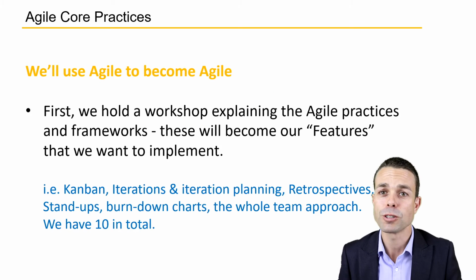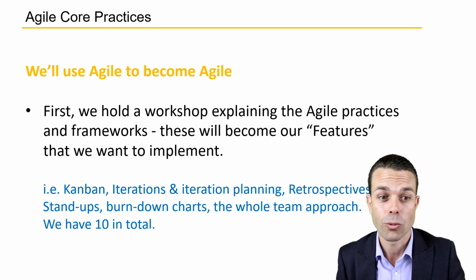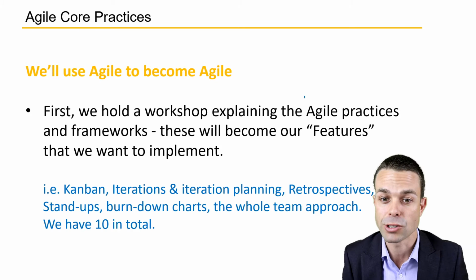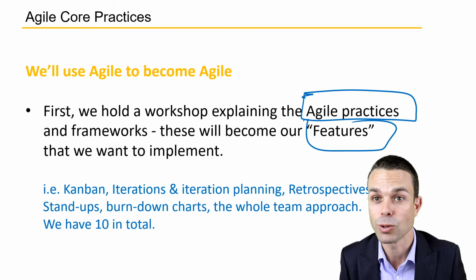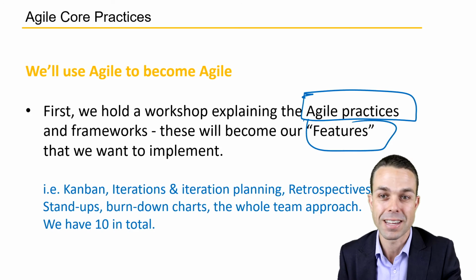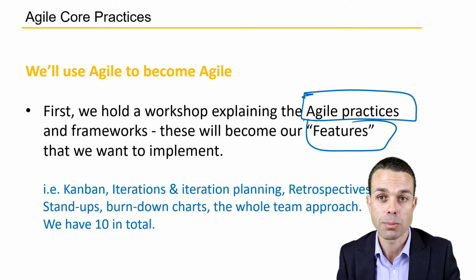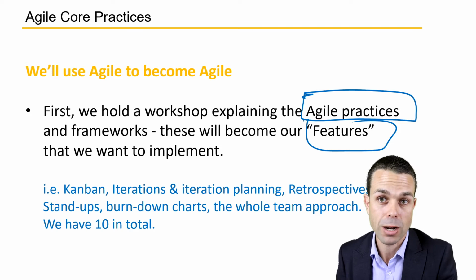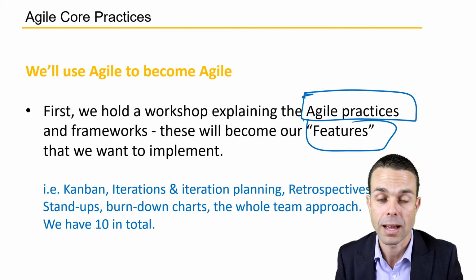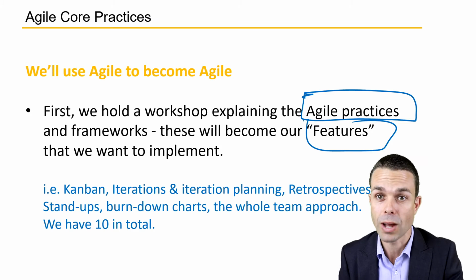So first we need the features that we might deliver as part of our Agile approach. To do that, we might hold a workshop explaining these Agile practices and frameworks. These will become our features because these will be the things that we'll deliver incrementally to the teams and help them become more agile that way. So you might have that leadership team go through an introduction to Agile similar to this one so that they understand all of the core practices and all of the Agile and Lean frameworks that they might be able to implement as part of moving towards an Agile approach. Or you could deliver that yourself, for example, once you have this knowledge.